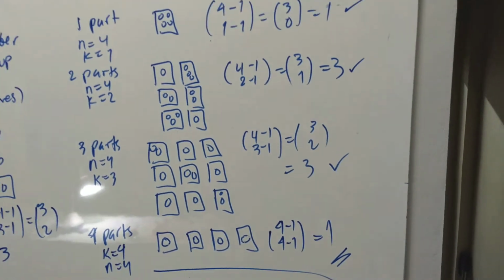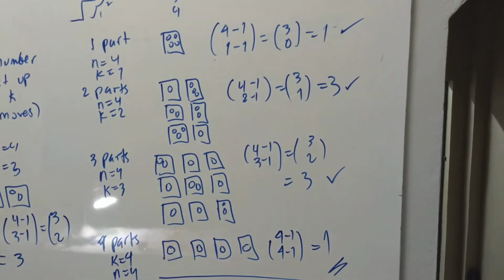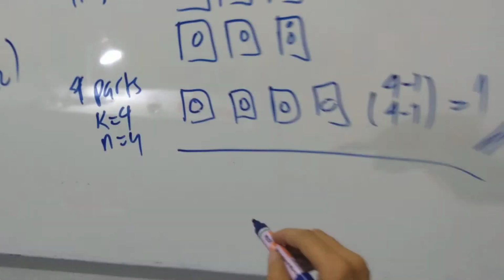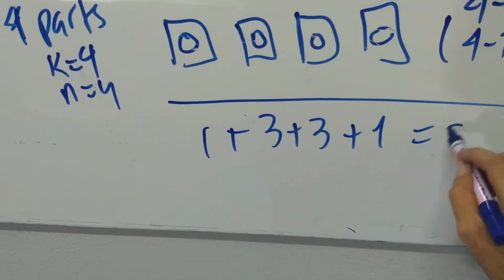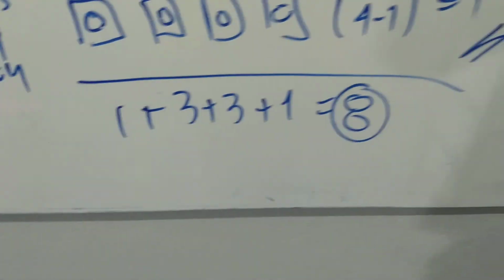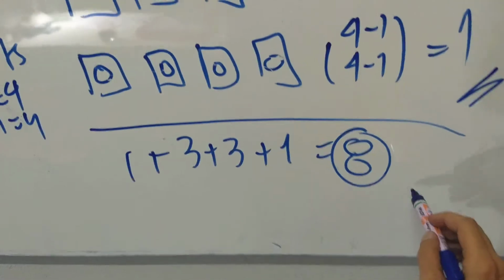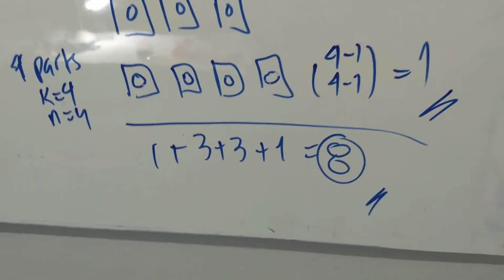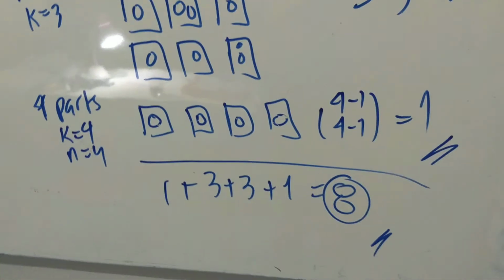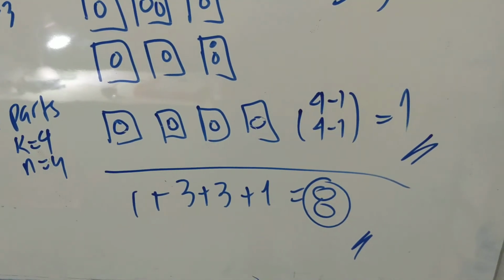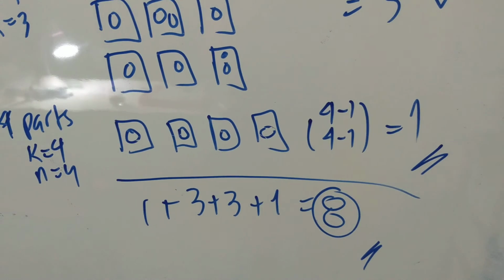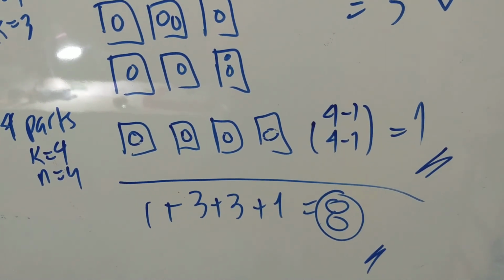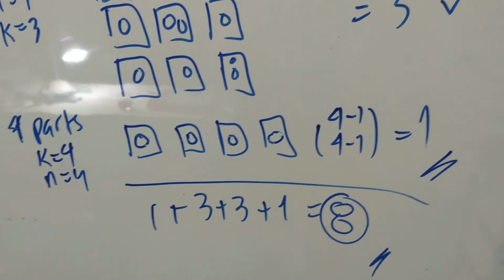Okay, how many in all? Let's look back. The whole thing added up: 1, 3, 3, 1. 1 plus 3 plus 3 plus 1 is 8. Okay, great. This is a good starting point, and in the next video we're going to continue this theoretical analysis, and we'll be able to solve the staircase counting problem in the most general manner imaginable.